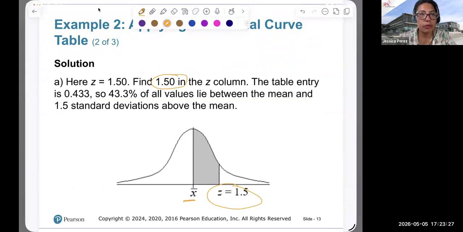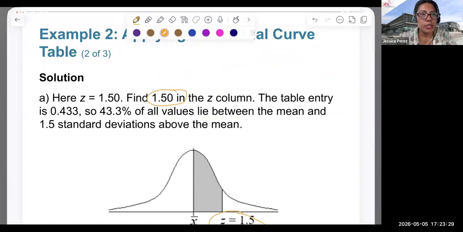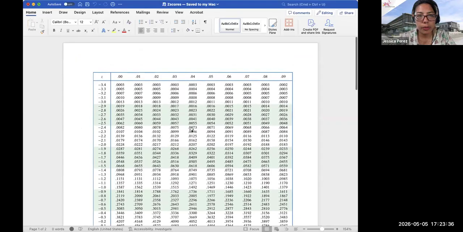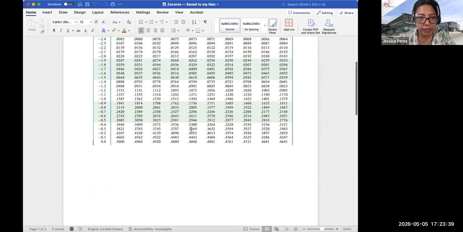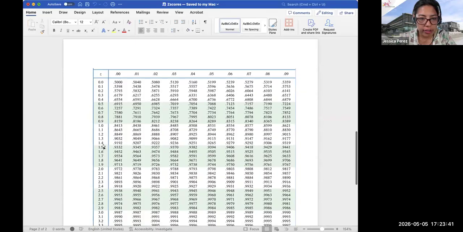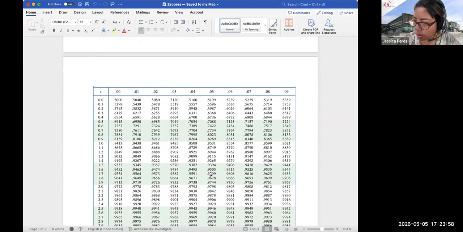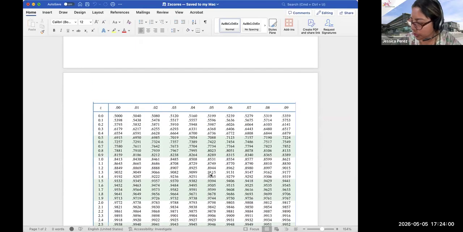Trying to project the z-scores. Okay, so let me go ahead and share my screen. Here we have z values. We're looking for 1.50. When we have the z in the z column, 1.5, the entry is 0.4333.